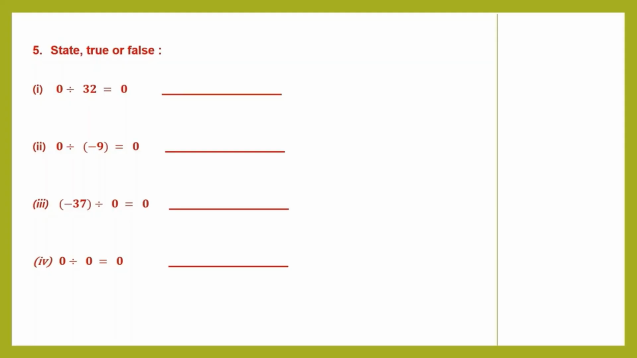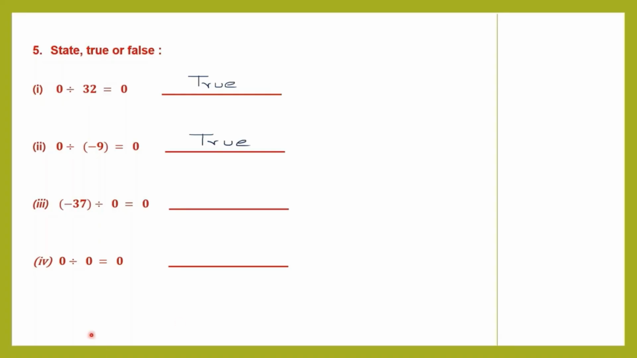Question 5. State true or false. Question 1. 0 divided by 32 is 0. That is true because 0 divided by any number will give us 0. So let's write down the answer as true. That statement is true. Next one, 0 divided by minus 9 is 0. Now this is also true because 0 divided by any number, whether it's plus or minus, will always be 0. So that statement is also true.